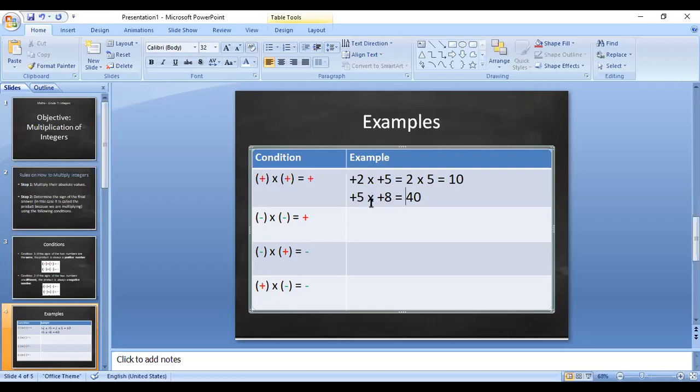दोनों का साइन प्लस है, तो प्लस मल्टीप्लाई बाय प्लस इज इक्वल टू प्लस. तो साइन आ गया प्लस. यस. So understood this condition? All right, let's move on to second.